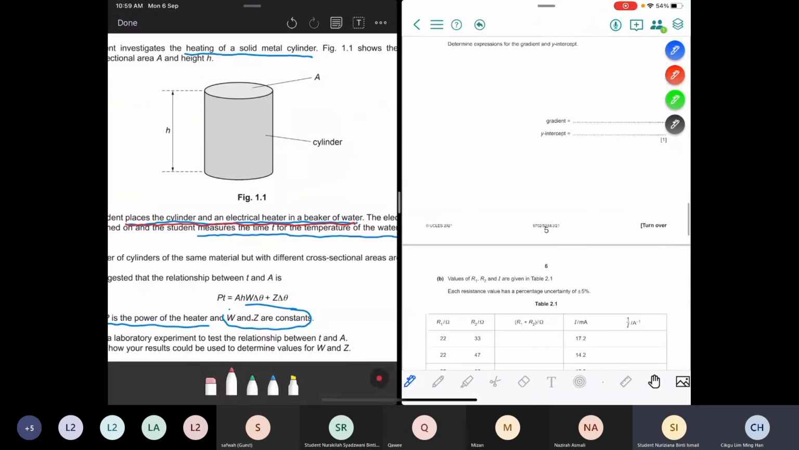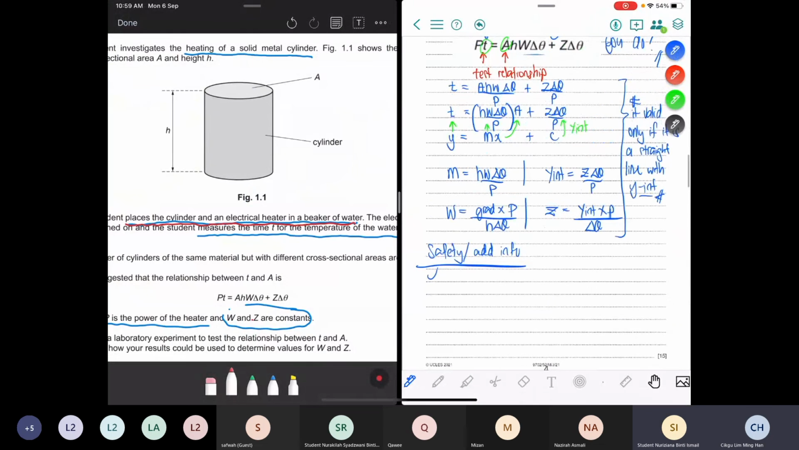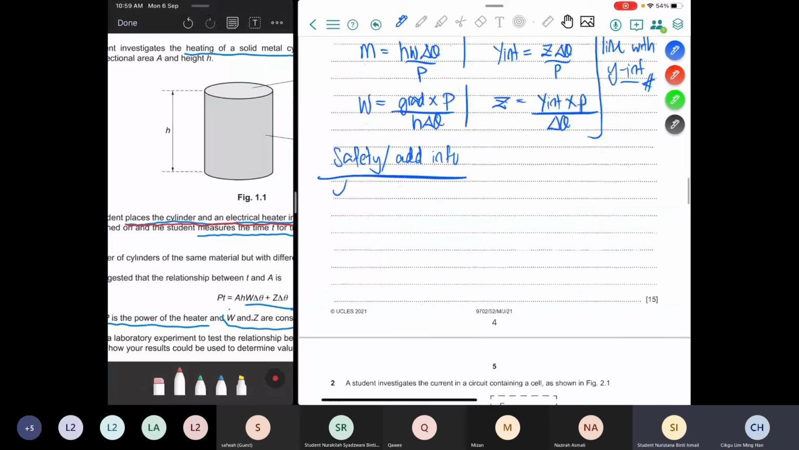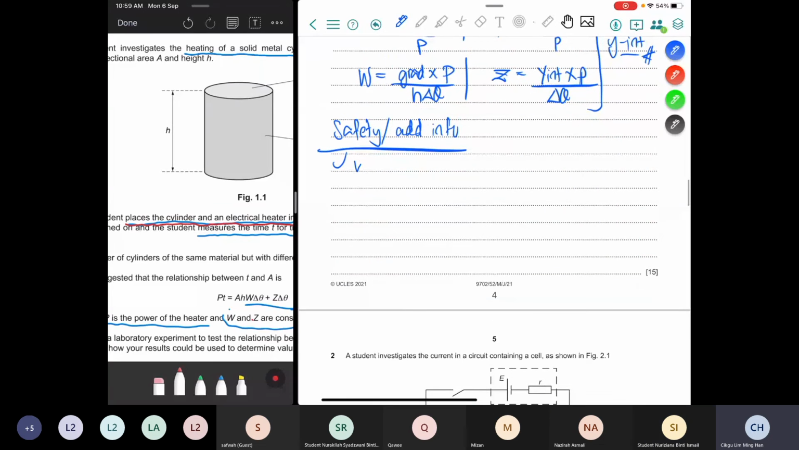Wear gloves to prevent burns from the hot beaker. Thank you. So, wear gloves to prevent burns from hot liquid and so on. Okay, thank you.